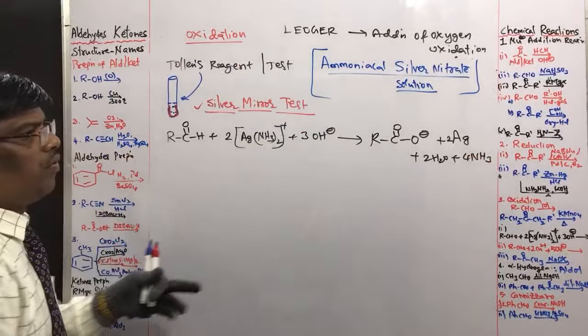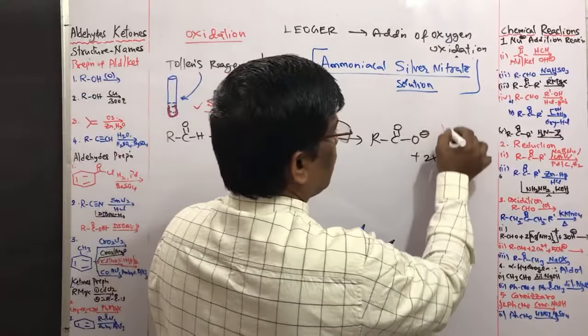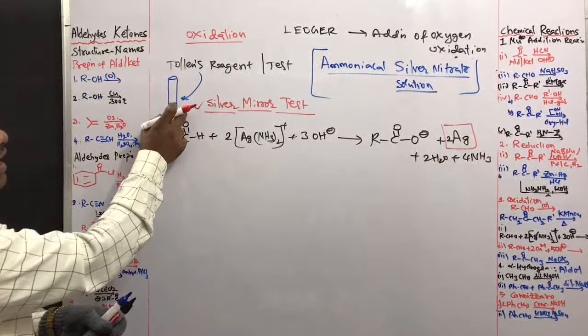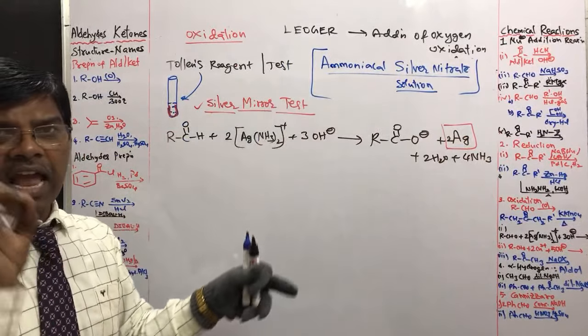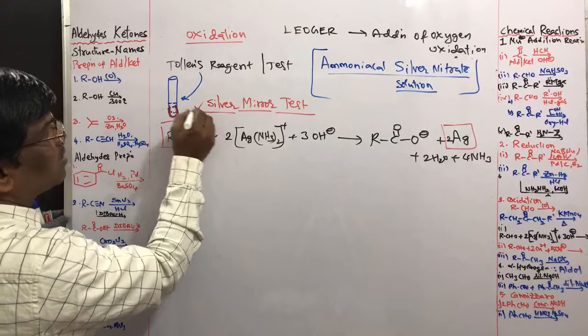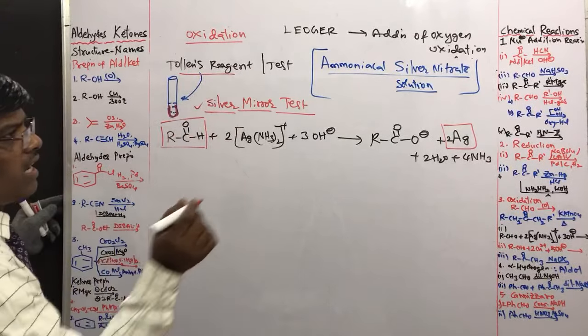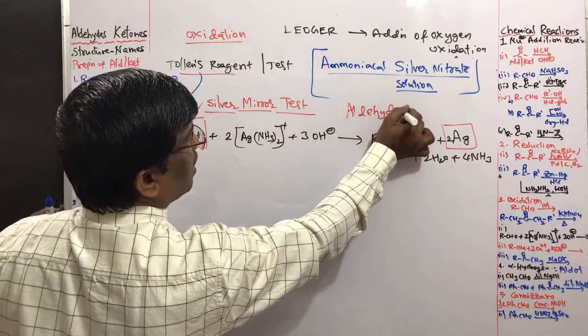Yes, 2 into 2, 4. So this silver is going to be formed as a layer on the test tube. This test is also known as the silver mirror test, and it is given by aldehydes only. So Tollens test is given by aldehydes only. Please write down if you want, aldehydes only.